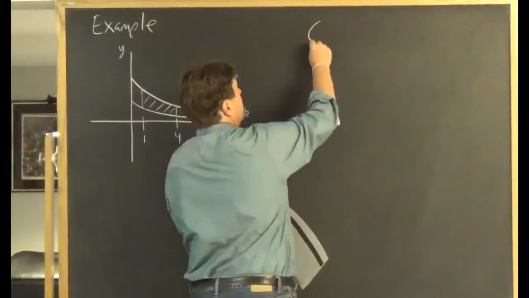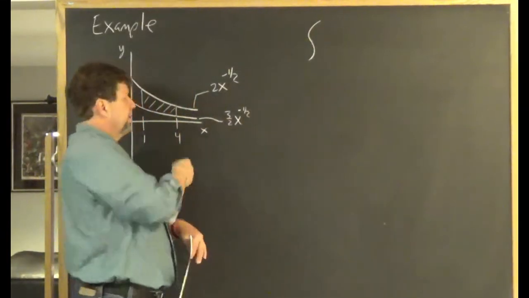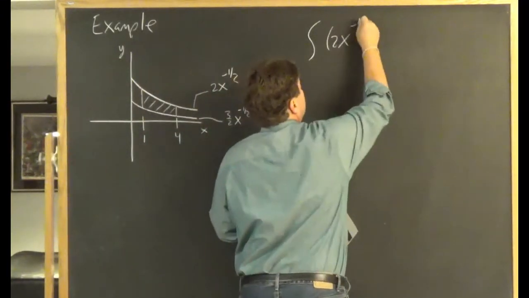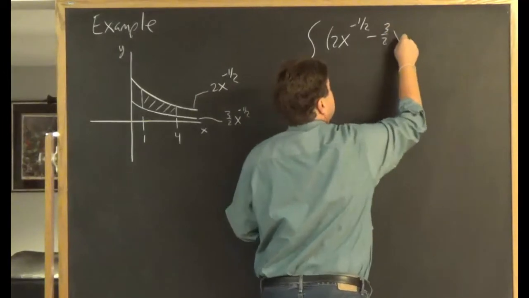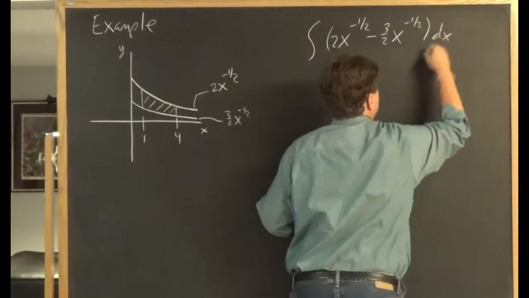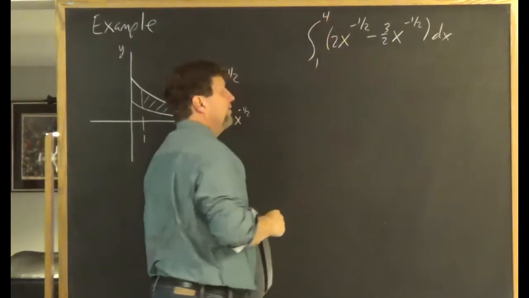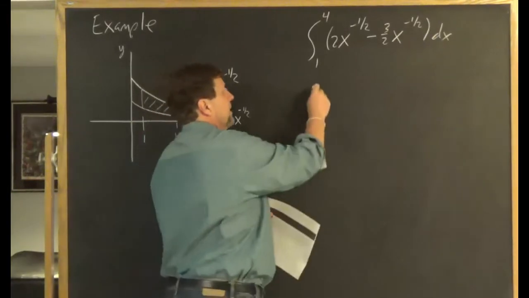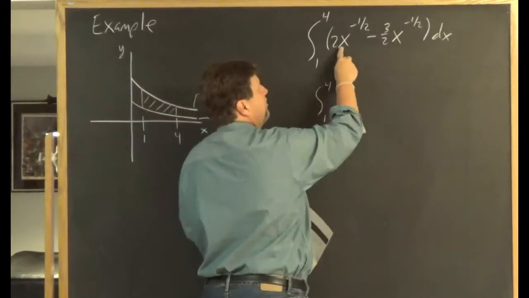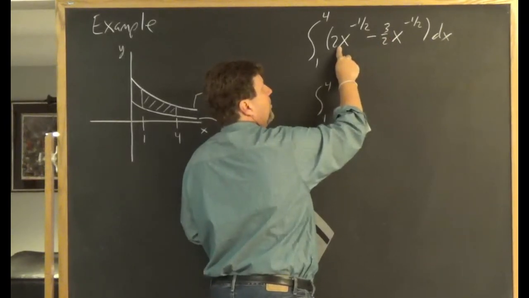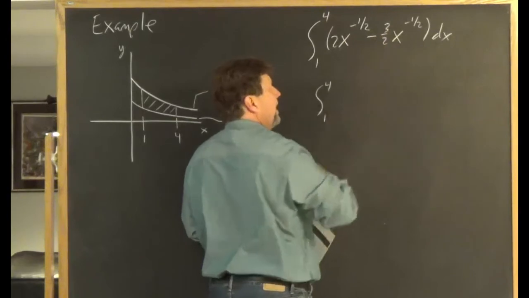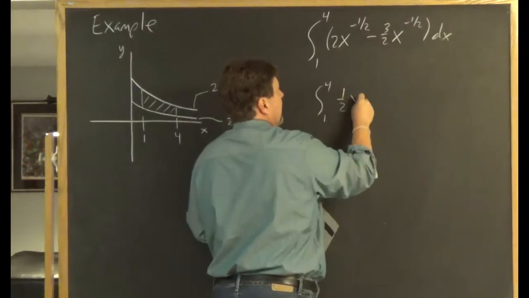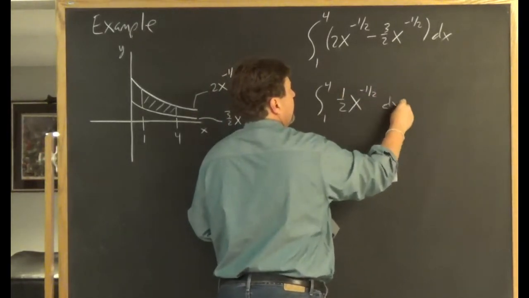We have to integrate the top curve minus the bottom curve. Well, the top curve is 2x to the negative 1/2. The bottom curve is 3/2 x to the negative 1/2, on the interval 1 to 4. I'm going to clean up that integrand before I start to do any calculus, and this cleans up nicely. These are like terms. So 2x to the negative 1/2 minus 3/2 x to the negative 1/2. Well, let's see, 2 is 4/2. So I just get a 1/2 x to the negative 1/2.